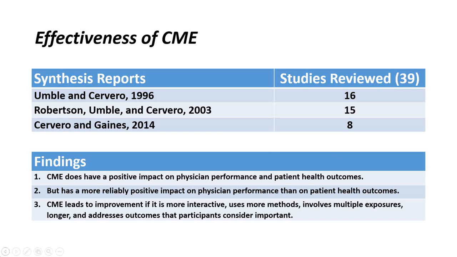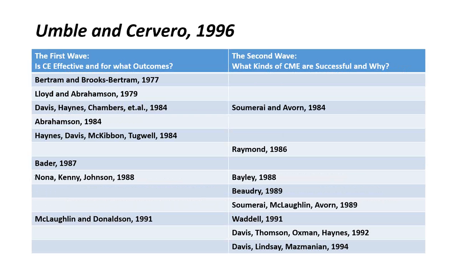I thought it might be useful if we took a look at the reports that were included in these analyses. In the first collection, done in 1996 by Severo and Humble, you can see that there were two waves of studies. One wave looked at is CE effective and for what outcomes, and the second wave was what kinds of CME are successful and why.